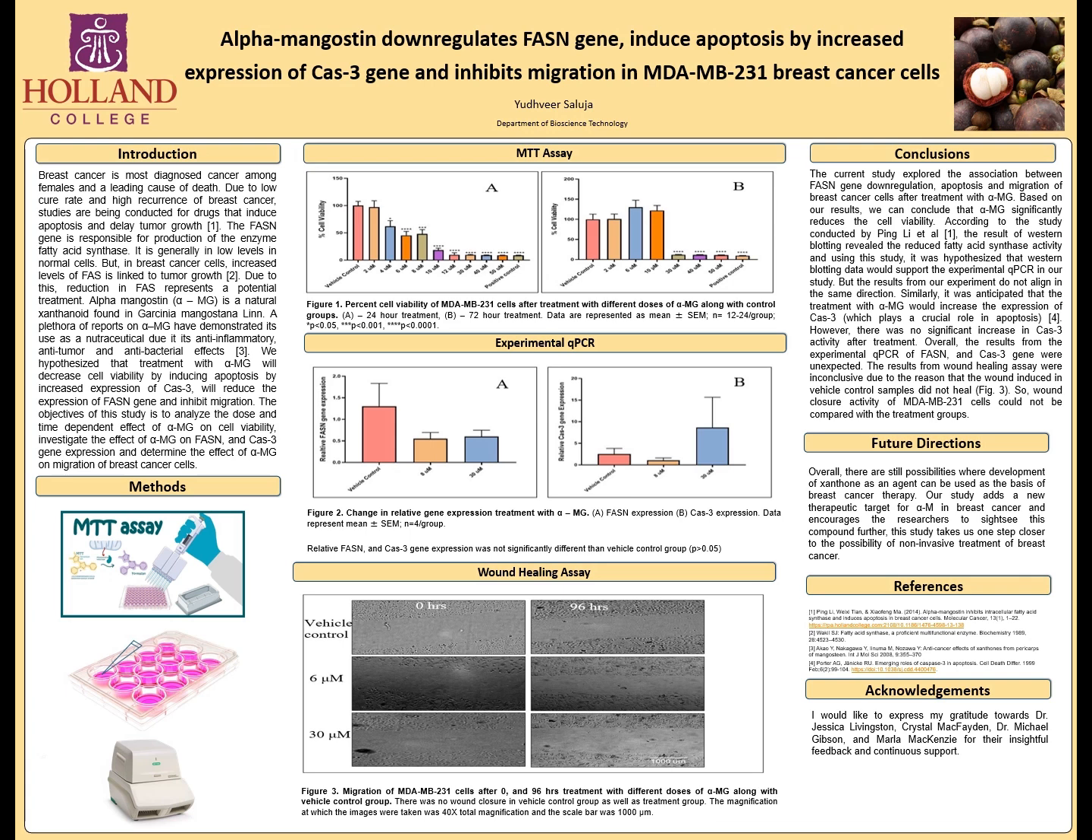The results from wound healing assay were inconclusive due to the fact that the wounds induced in vehicle control and treatment groups were not healed, so the wound closure in treatment group and control group could not be compared. To conclude, the study explored the association between FASN gene downregulation, apoptosis, and migration of breast cancer cells after treatment with alpha-mangostin. Based on our results, we can conclude that alpha-mangostin significantly reduced the cell viability.